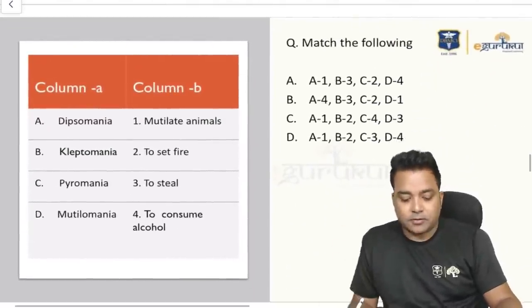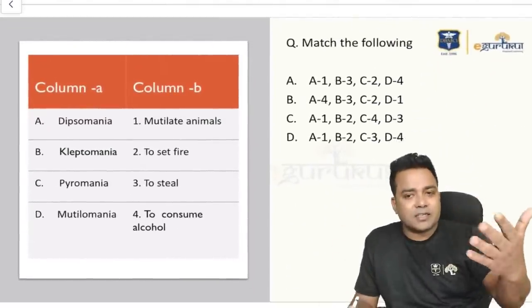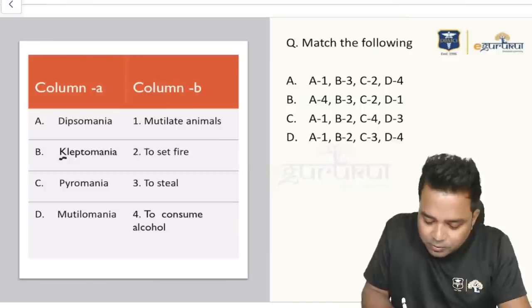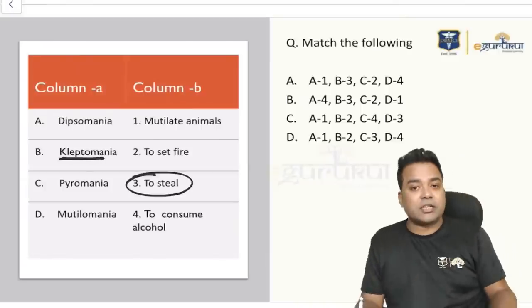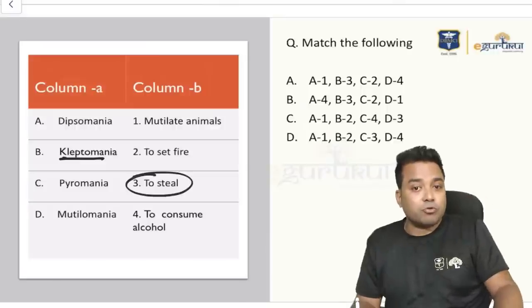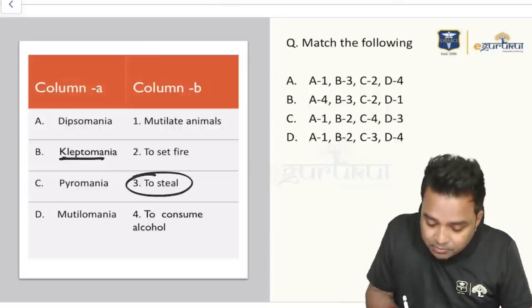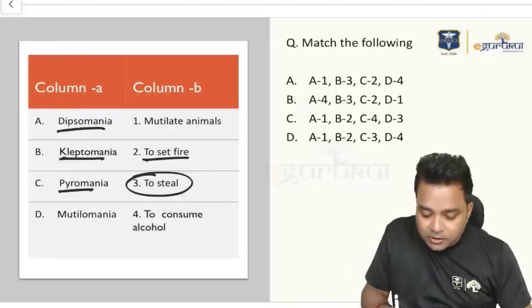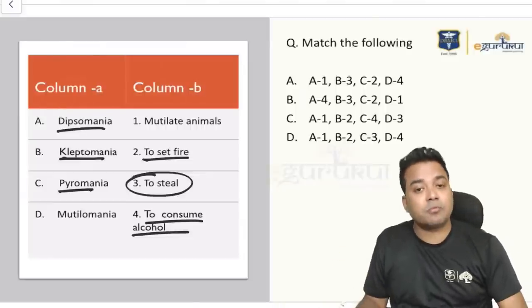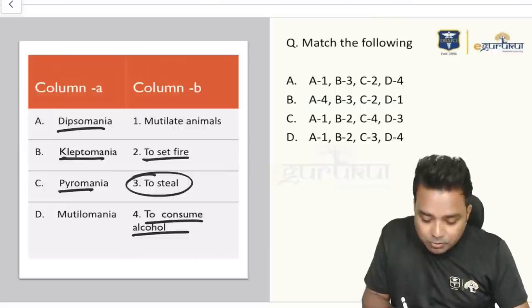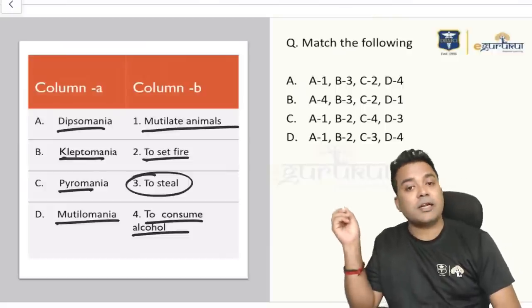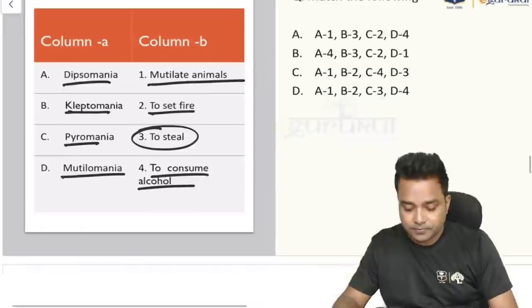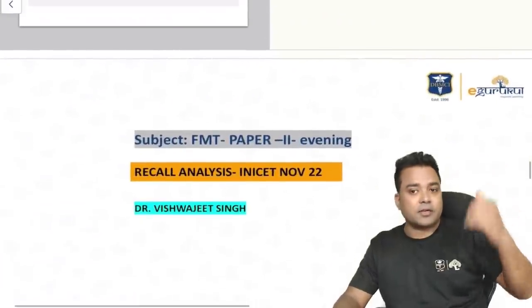Match the following. It was to match some manias, a simple question. Kleptomania everyone knows: impulse to steal. Impulse is an irresistible urge to do an act. Pyromania is impulse to set everything on fire. Dipsomania is impulse to drink, to consume alcohol. And mutilomania goes with impulse to mutilate animals. You can do simple matching. This was the morning session question.